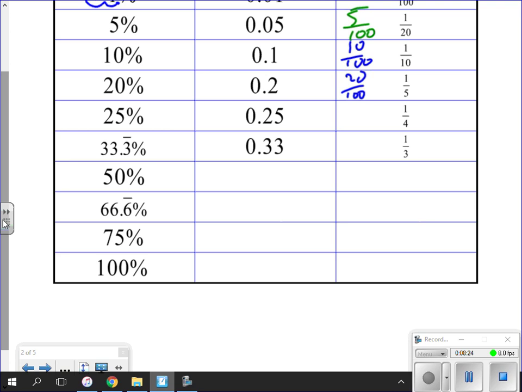50% as a decimal, easy enough, 0.5. What is 50% as a fraction? 1/2. Because if you have 50% of something, that means you have half of that object. I have 50% of a pizza. That means I got half a pizza. Okay. So, 66.6%. Decimal's easy. What is that as a fraction? 2/3. Because if 33% was 1/3, 66% is going to be 2/3.